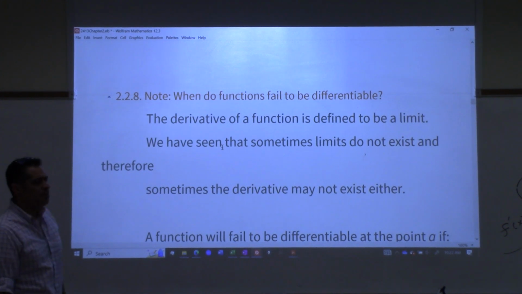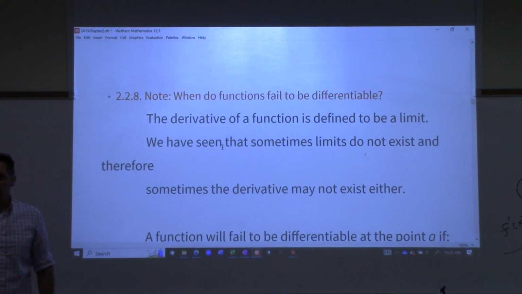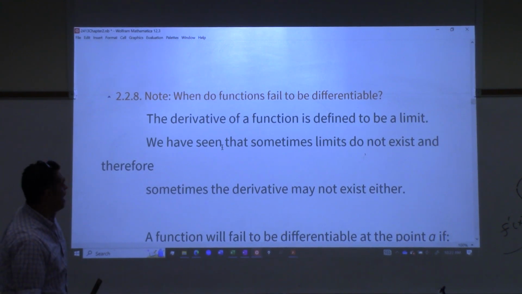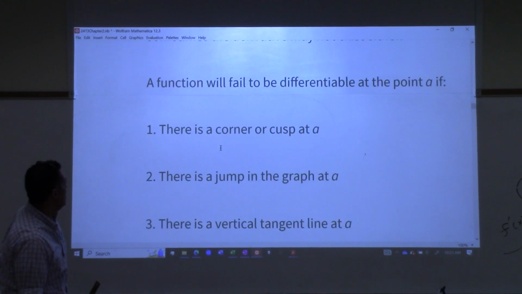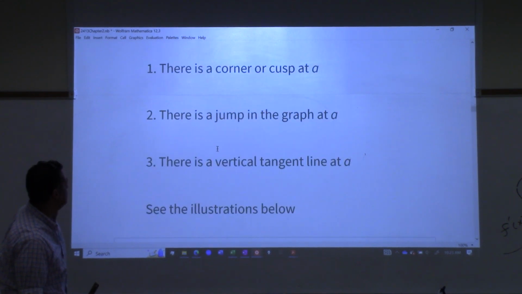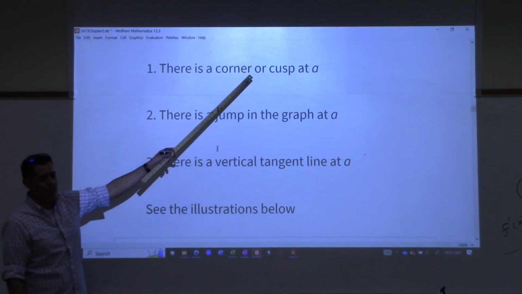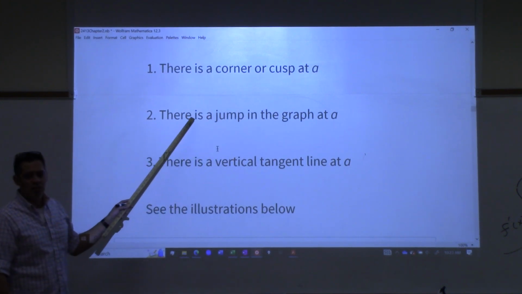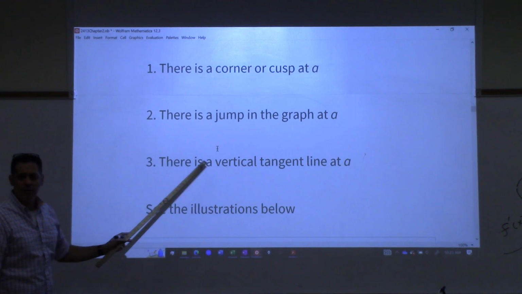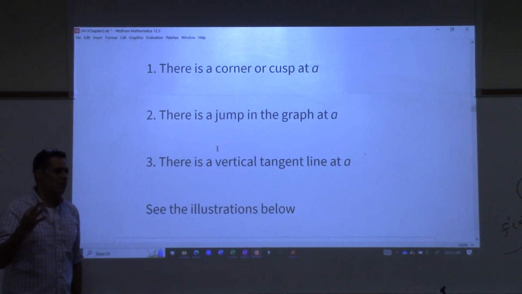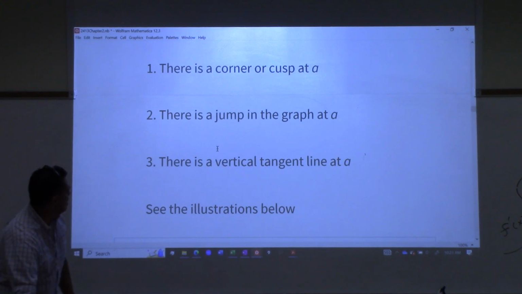All right, when does a function fail to be differentiable? There are times when you cannot find a derivative. And so there are three different cases we will run into. And here's what they are. Either you're looking at a corner or a cusp, or there's a jump in the graph, or there's a vertical tangent line. Those are your three things that can screw up the differentiability. So here are pictures.